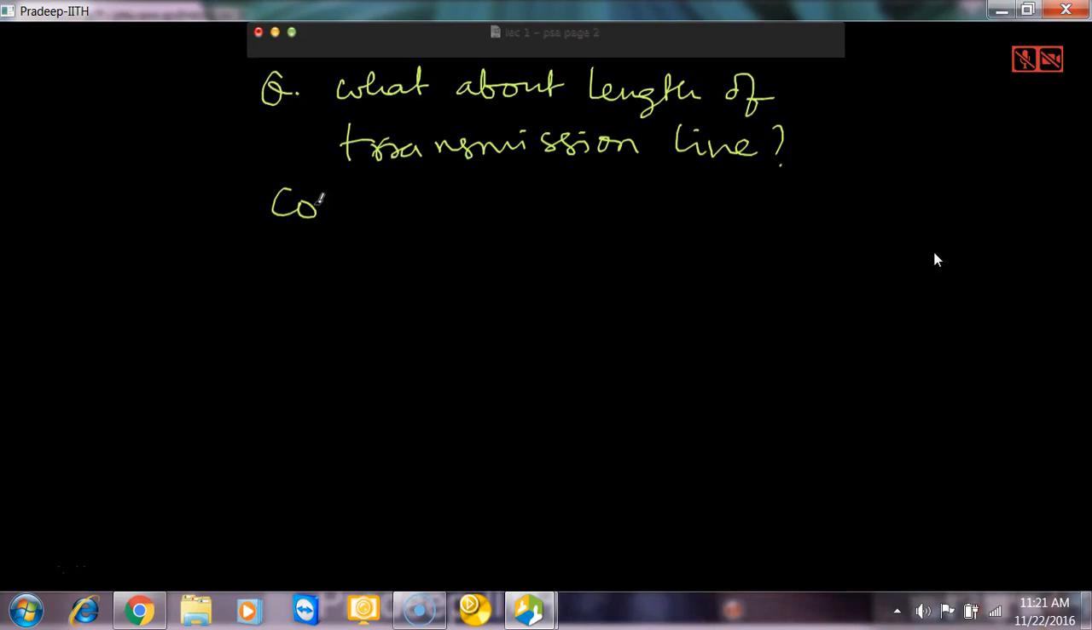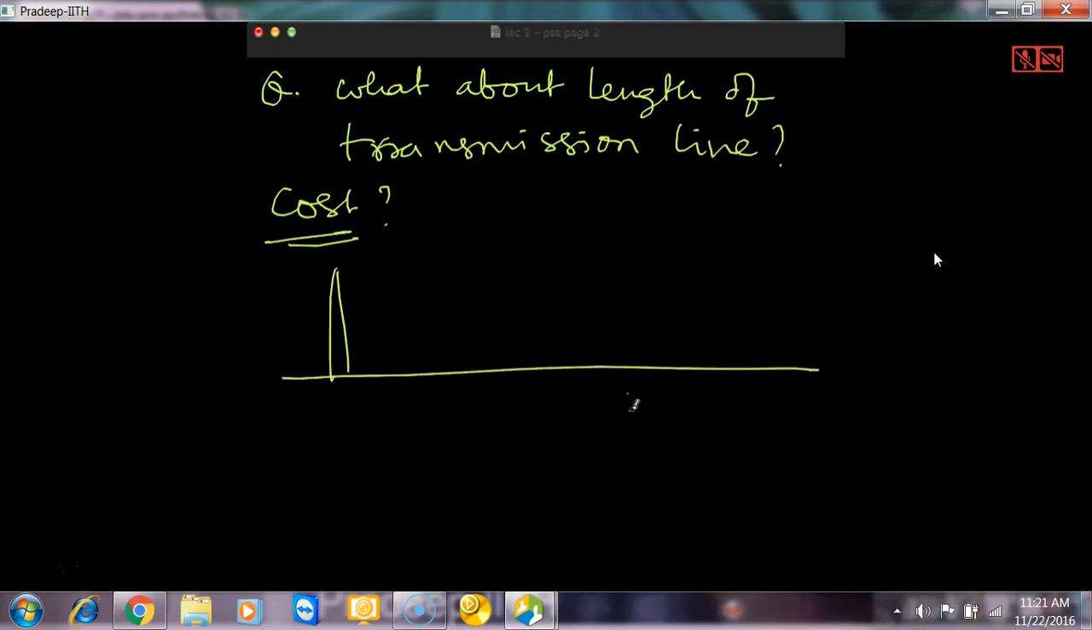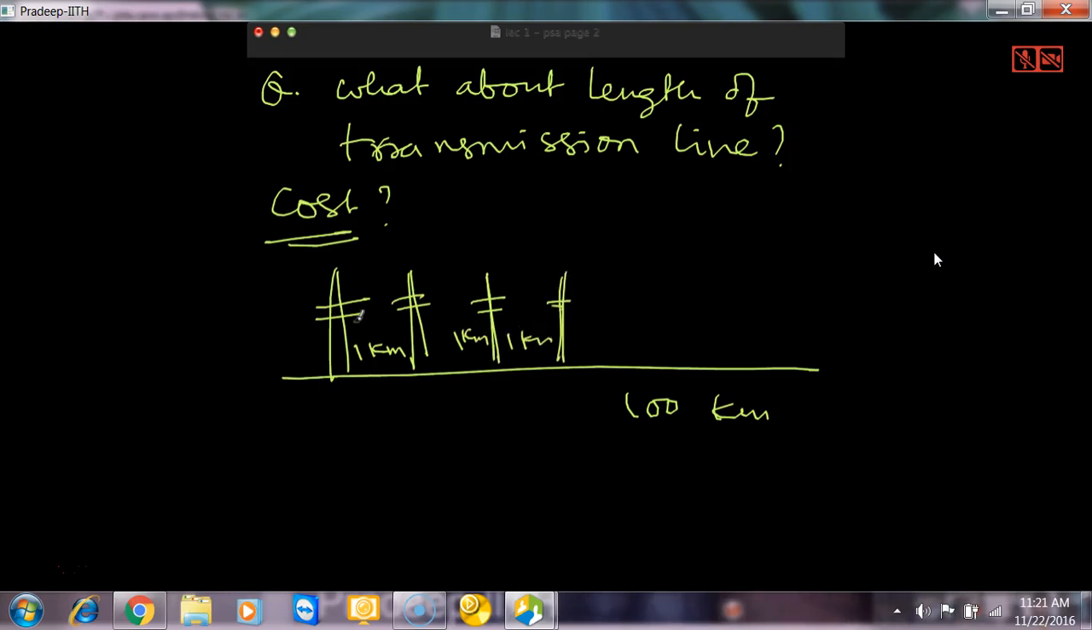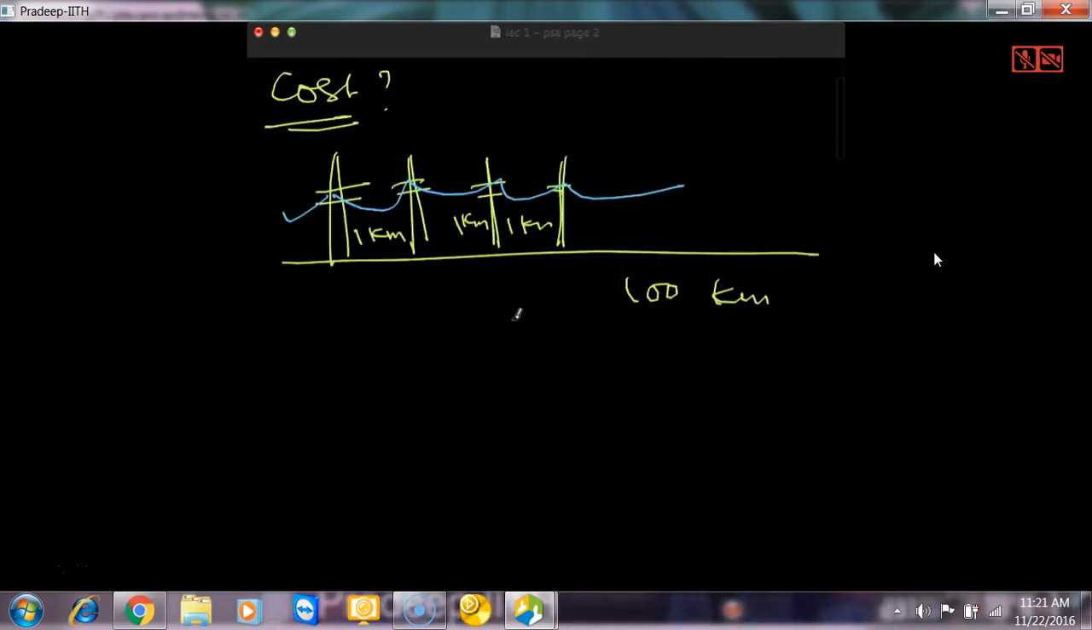So let's do that. Let's do the cost. Let's consider 100 kilometers. For 100 kilometers, we have a tower every 1 kilometer, for example. This is again just a very rough calculation. So every 1 kilometer, if you have a tower, and then the line is flowing like this, let's estimate.